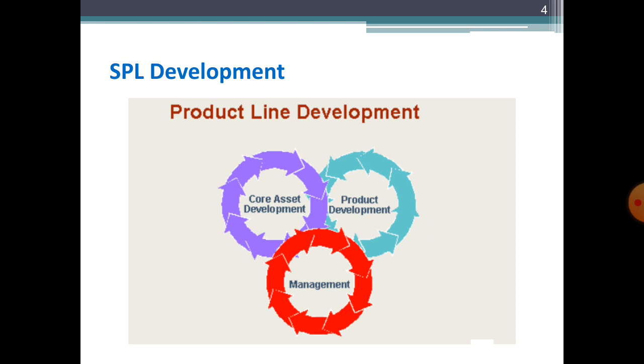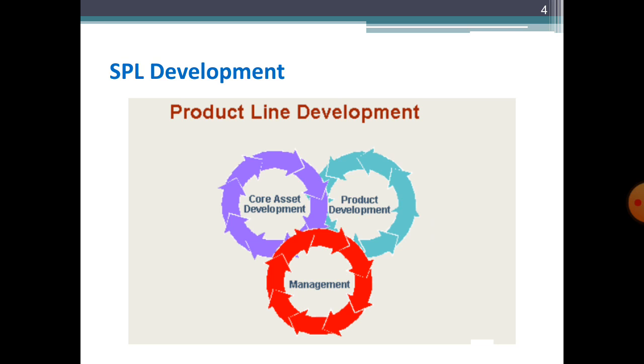It actually includes three phases: core asset development, product development, and management. What are the core assets? We have also discussed these in previous slides and lectures. Let's discuss these three phases or stages of product line development one by one. So the first one is, students, core asset development.